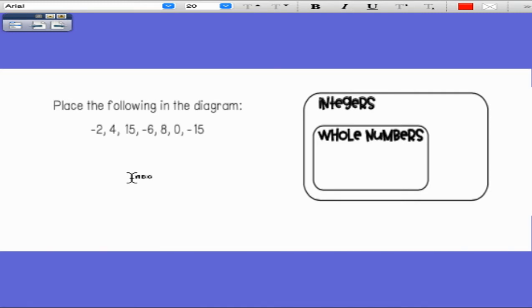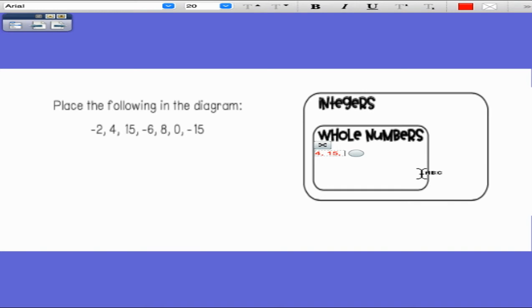Place the following on the diagram. Well, we learned about these yesterday, so I'm going to ask you to take a moment and see if you can figure out which ones are whole numbers and which ones are integers. If you remember from yesterday, whole numbers are our counting numbers plus 0. So we are going to start with, let's see, -2 is not a counting number. 4 is a counting number. Is 15 a counting number? Yes. And then we have -6.